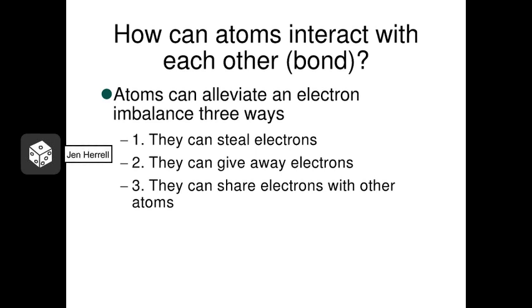So how do atoms go about fulfilling this octet rule? Well, there's several ways they can get electrons. They can steal electrons. If they have too many, they can give them away. Or they can share electrons with other atoms, and this helps balance them out and helps them meet that octet rule.